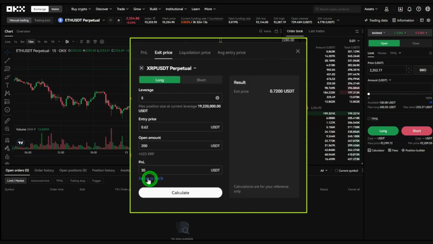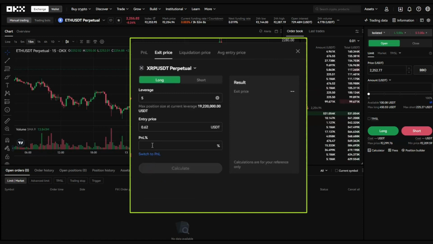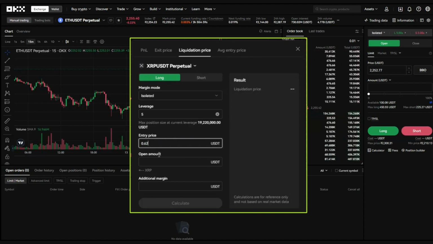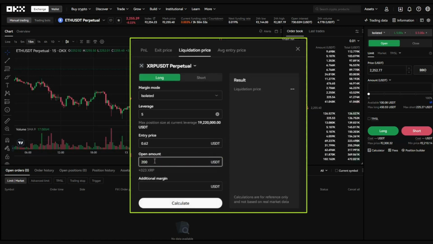You can also change it by percentage. If you want to earn 40% in that trade, the price should reach almost 67 cents. Here you can calculate the liquidation price. You choose the margin mode. You can modify the leverage. You place the entry price. Here you enter the amount of dollars with which you want to open the trade. With these prices, the trade is liquidated if XRP touches 49 cents.